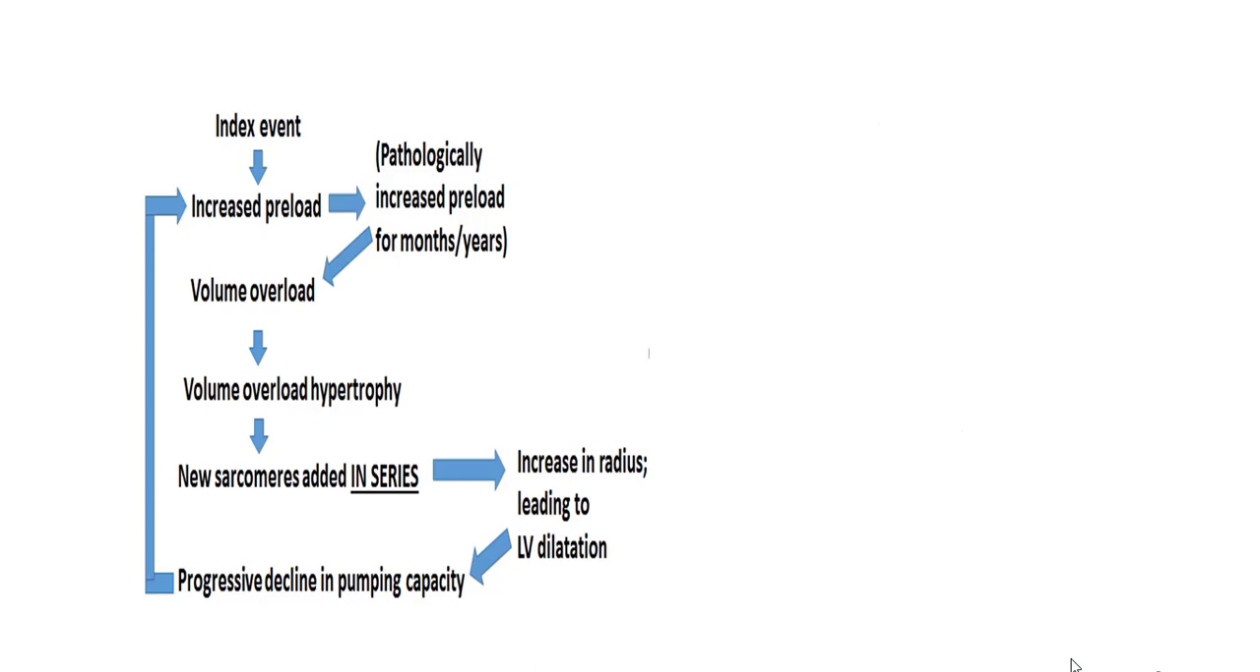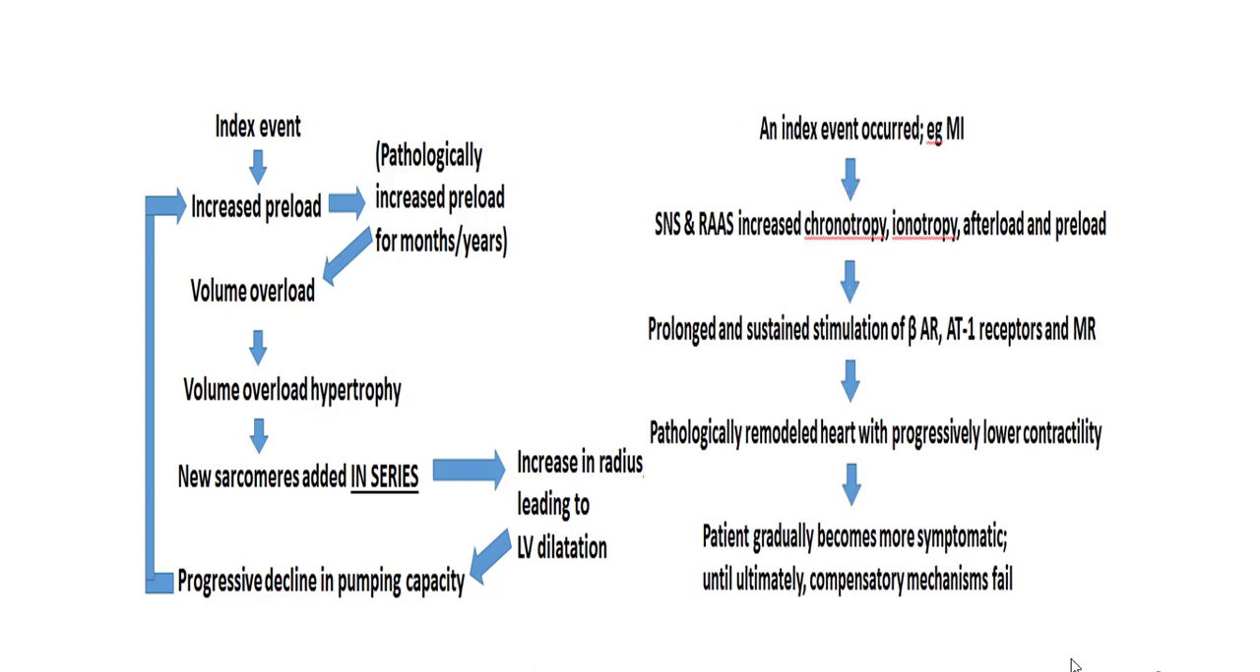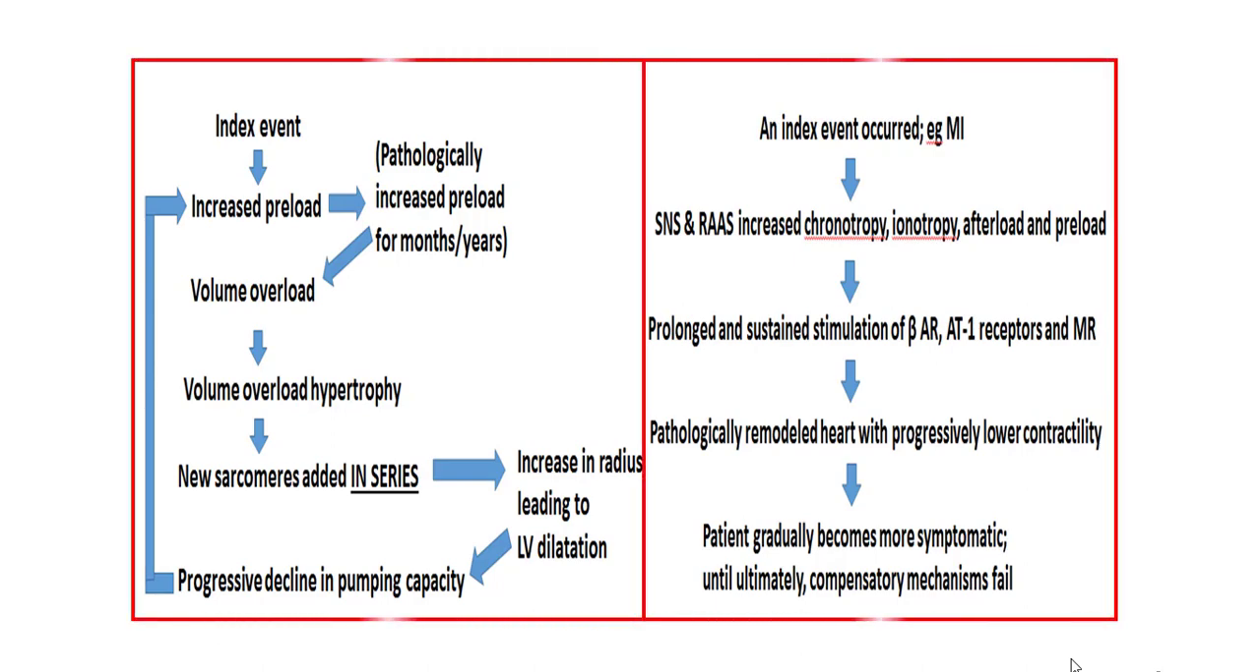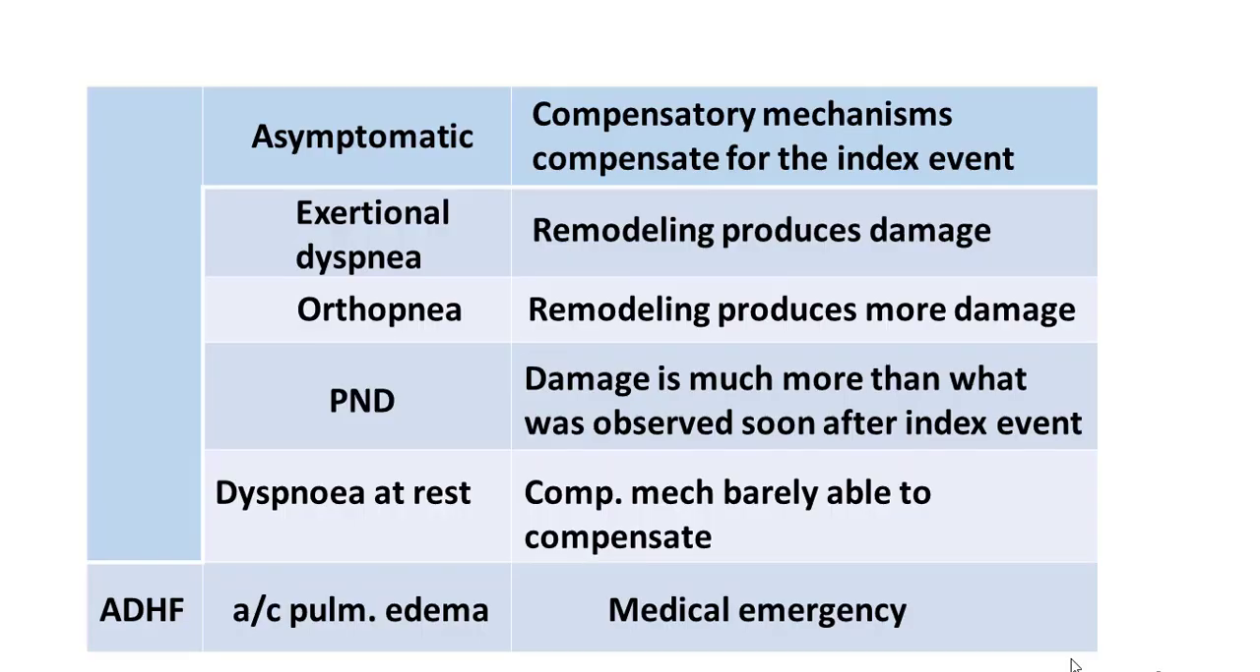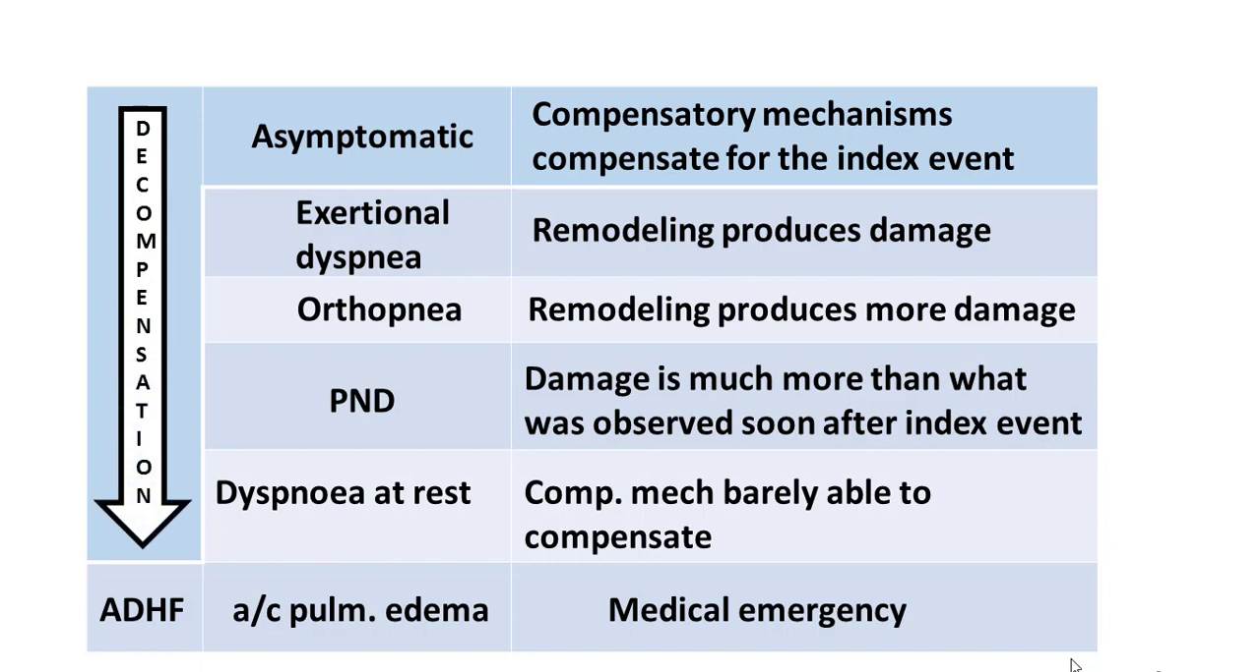We also discussed how this index event caused an increase in the activity of the SNS and the RAS, which led to a prolonged and sustained stimulation of beta-adrenergic receptors, AT1 receptors, and mineralocorticoid receptors. We discussed in detail how this caused pathological remodeling of the heart, and how this caused a progressive decline in the contractility of the heart. We discussed the clinical features as well, and how they progressed from the asymptomatic state to frank acute pulmonary edema in a process of constant and steady decompensation.